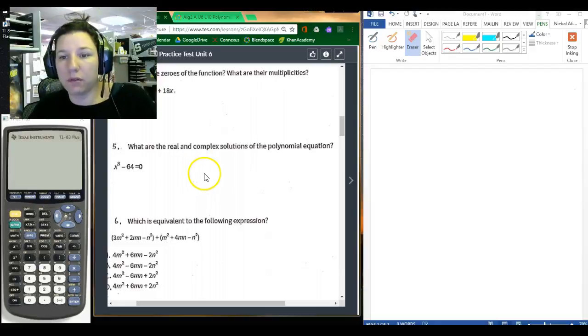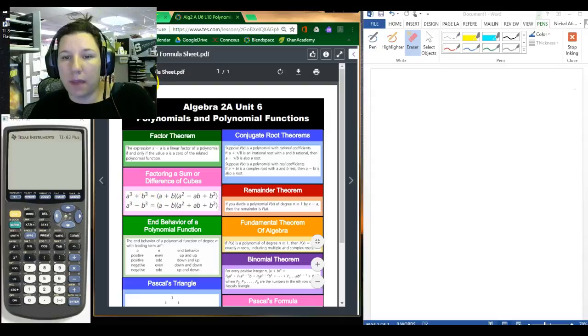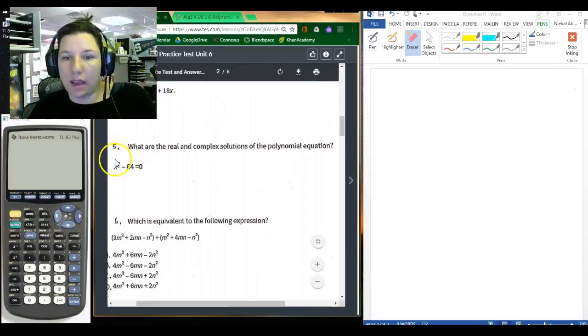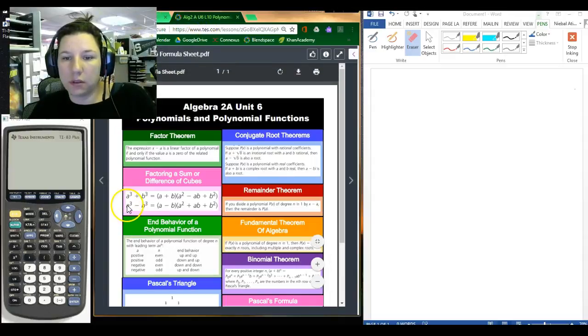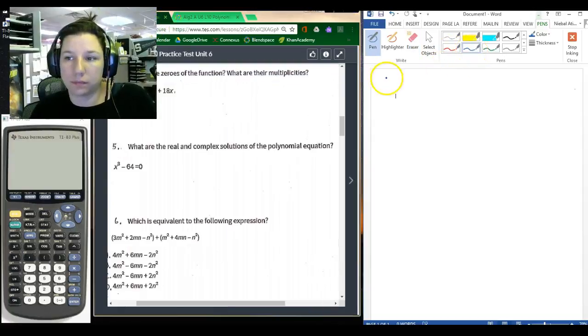Number 5, what are the real and complex solutions of the polynomial equation x cubed minus 64 equals 0? Hopefully you're using your formula sheet, and the x cubed minus 64 looks similar to our difference of cubes. So the x cubed is definitely a cube. We have 64, but you actually can rewrite that as x cubed minus 4 cubed.